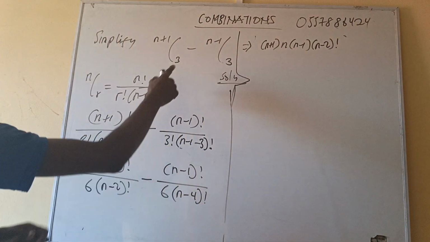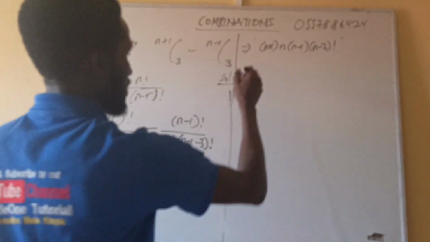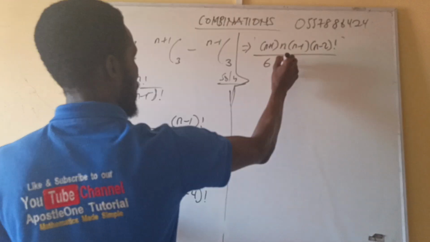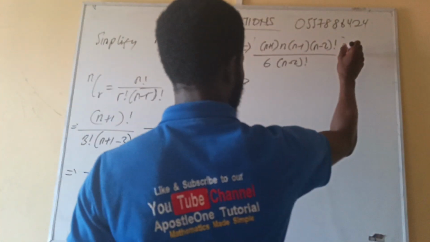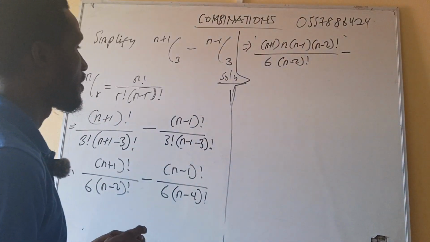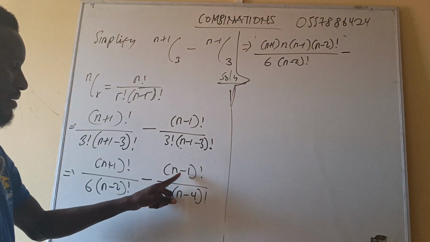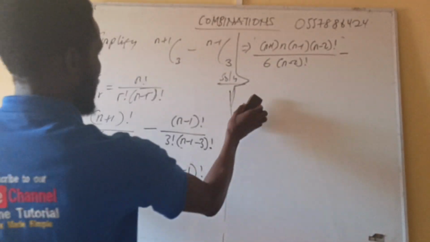Don't forget we are still solving this. Now divided by the denominator, which is 6 times n minus 2 factorial. Now when we come to this side, we have minus n minus 1. Now wait, because of space, let me clean this one.